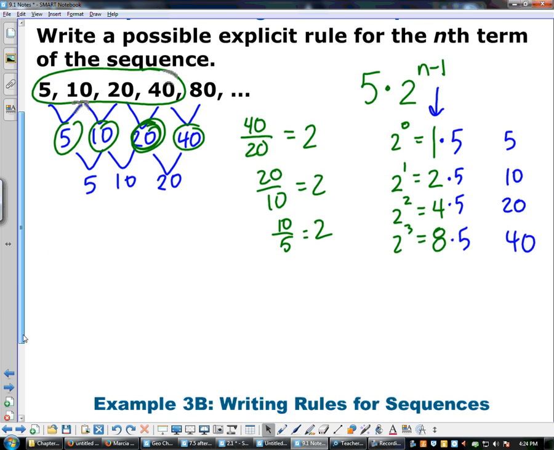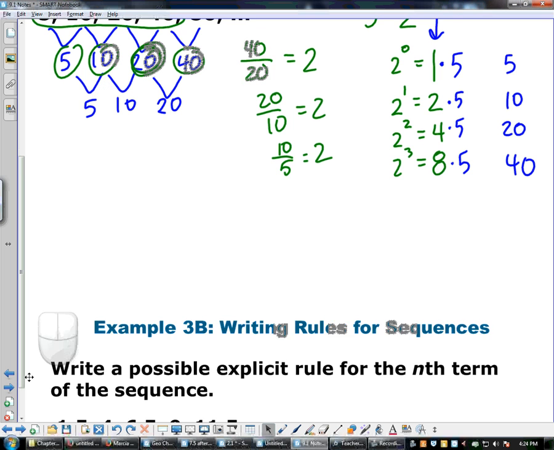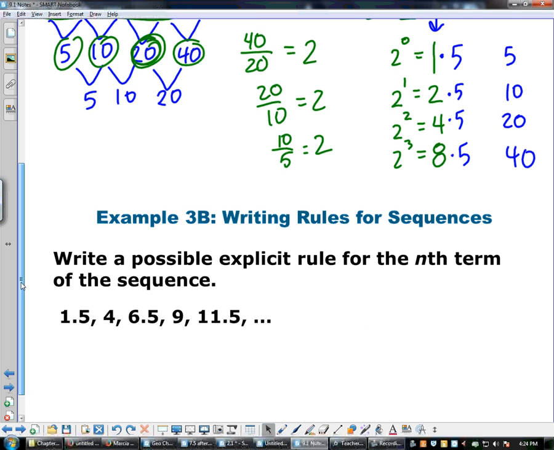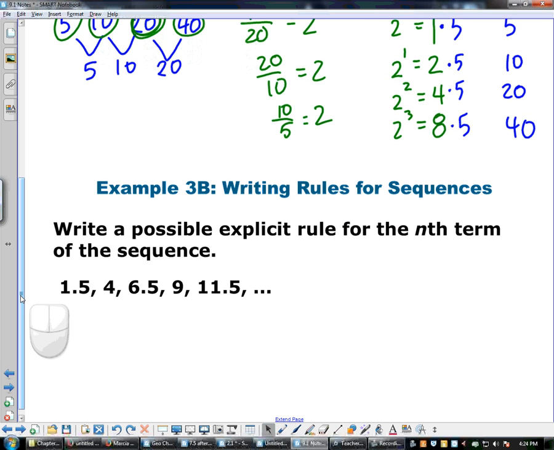All right, let's look at another one of those for finding the rules for our sequence. Okay, again, we want to find explicit, which means it will not rely on the prior term. I just plug n in and get my answer here. So first thing we're going to do is let's start off with the finite differences again.